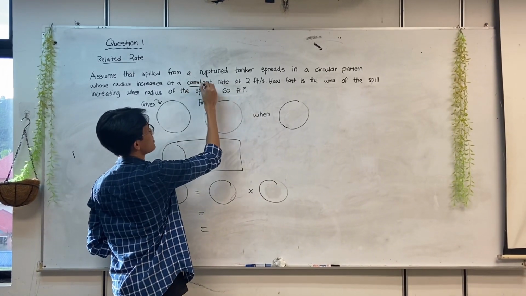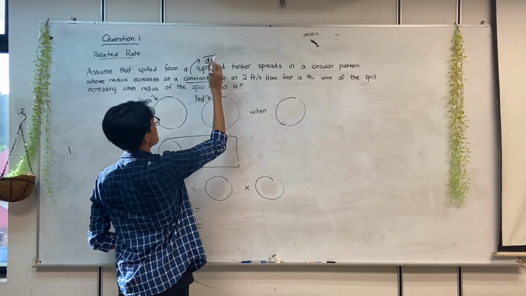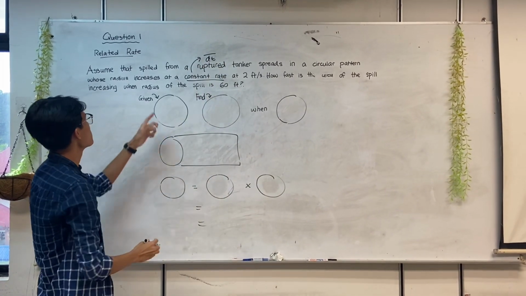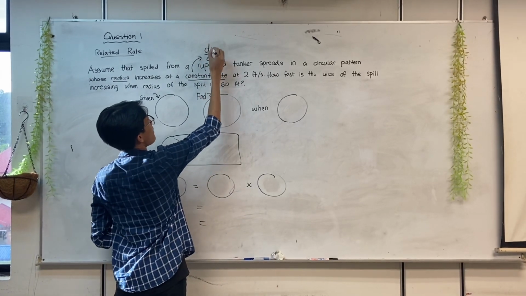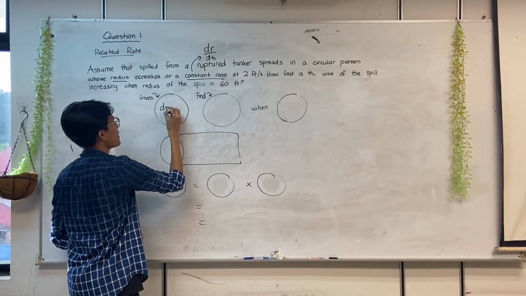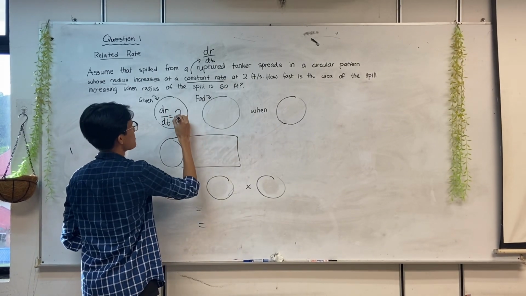So we stated here constant rate. So it means something over dt. Now, what do we need to put here? We put here radius. So we assume that it is dr. So we put here dr over dt equals 2 feet per second.